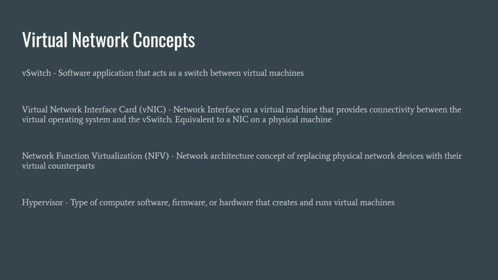Now that we covered the network topologies and network types, let's look at some virtual network concepts. vSwitch is simply a software application that will act as the switch in between the virtual machines on the host that it is on. Virtual Network Interface Card, VNIC, is the network interface on a virtual machine that will provide connectivity between the virtual OS and the vSwitch, and this is similar to a physical NIC on a physical machine. Network function virtualization is just the concept of replacing physical network devices with their virtual counterparts. And hypervisor is just simply the type of software, firmware, or hardware that will create and run virtual machines.